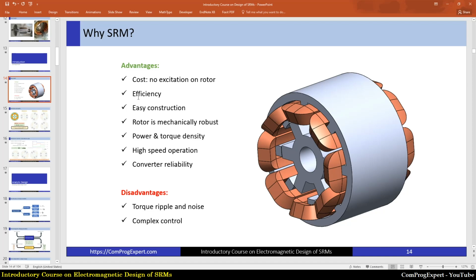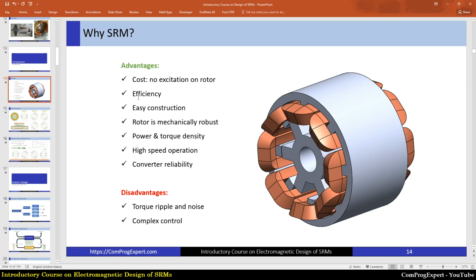For a specific slot pole combination, when the content of harmonic flux density waveform in the rotor core of permanent magnet motor is high, we can also have high induced eddy currents and consequently high ohmic losses in permanent magnets. So from this point of view, if we design and optimize a switched reluctance motor, we can improve the efficiency.